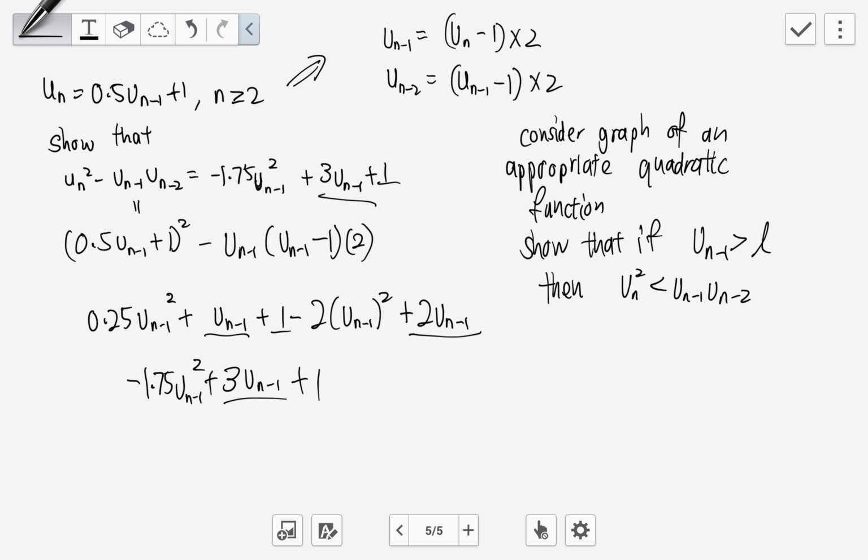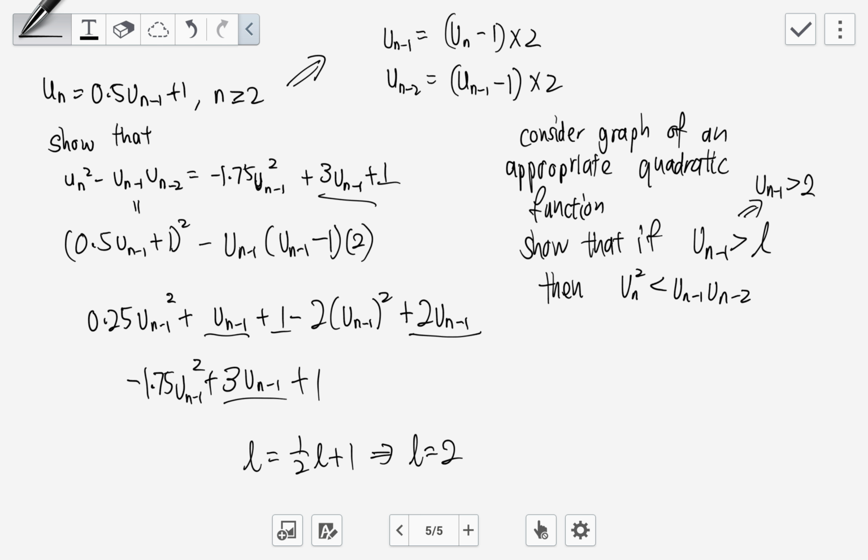So in the question, the L is just from the recurrence relation, L equals half L plus 1. This implies that L equals 2. 2 times half is 1, 1 plus 1 is 2, yes, correct. So L is 2. So in other words, we need to show that if u_n minus 1 is greater than 2, then this one. But we know that we need to make use of the earlier result, because we can see it here, don't we? Okay, we can see it here.